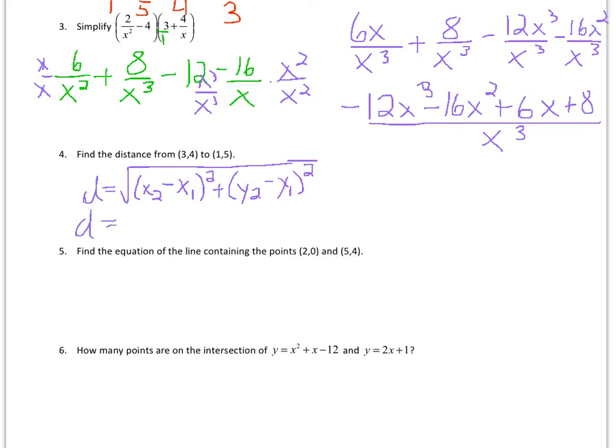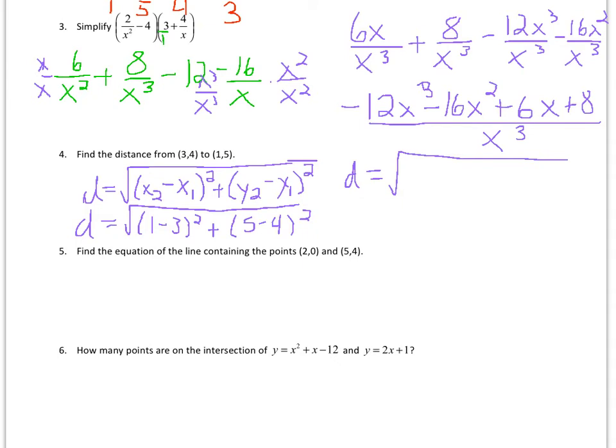So we are going to have the square root of 1 minus 3 squared plus 5 minus 4 squared, all underneath the square root. And that is going to give us a negative 2 squared, which is 4, and a 1 squared, which is 1. So we just get the square root of 5 as our final answer because we can't simplify that any further.